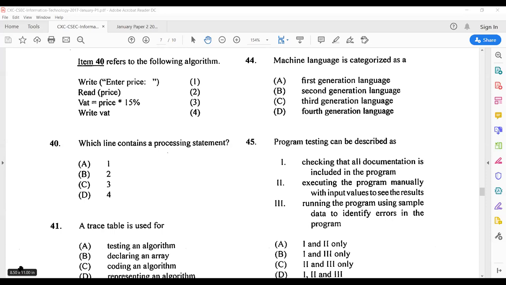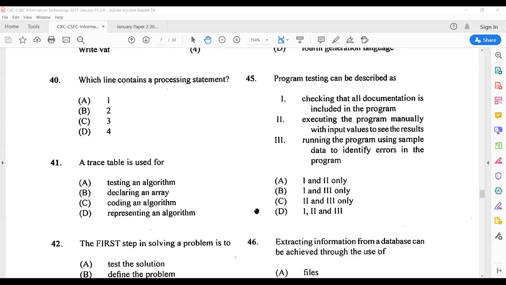What you remember about the generation of languages is the higher you go, meaning first, second, third, fourth, the more human readable it is, right? So it's easier for humans to interpret the higher you go. All right, let's move on to 45.